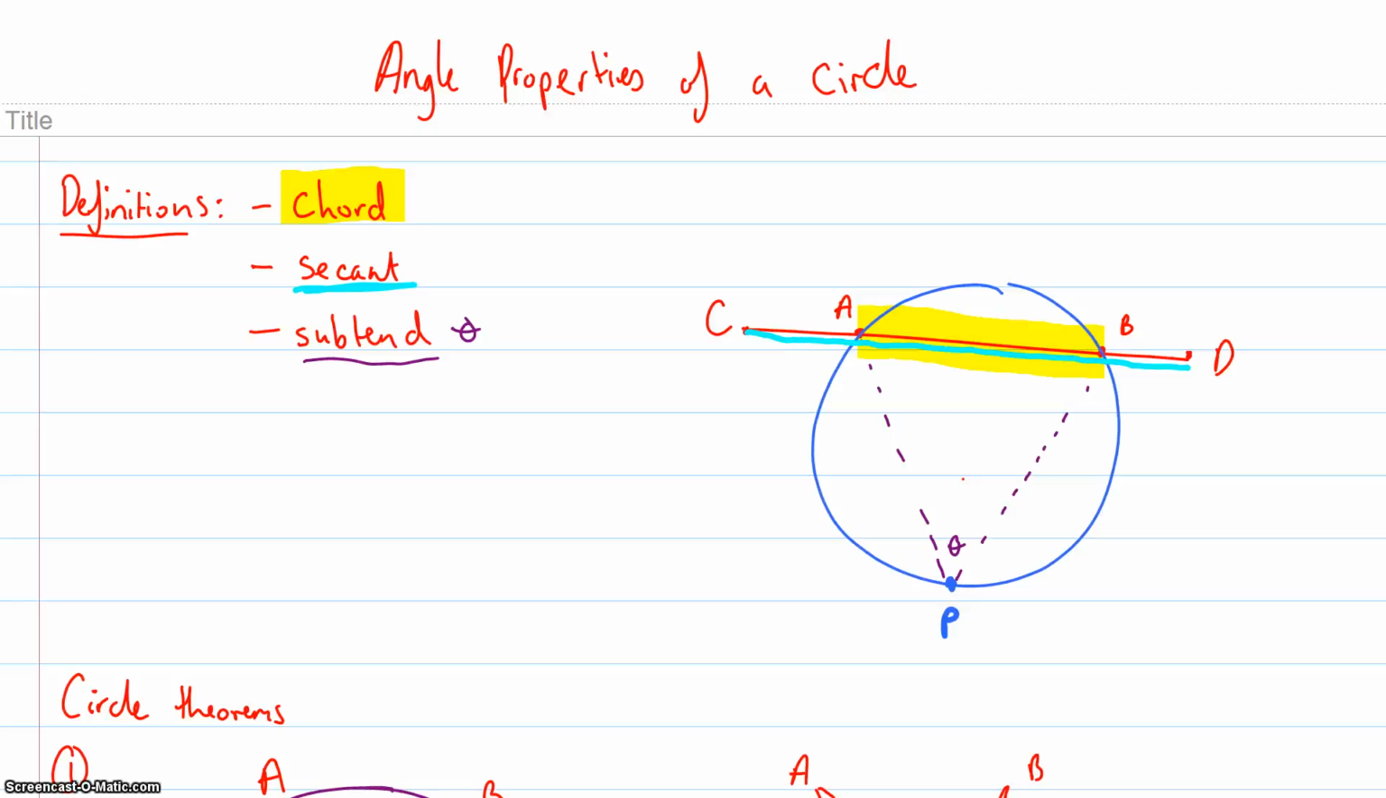G'day, this is just a series of videos on angle properties of a circle. I'm doing this for a Year 11 specialist maths class, so if this relates to you, then I hope it's helpful. Just a couple of definitions before we get underway.